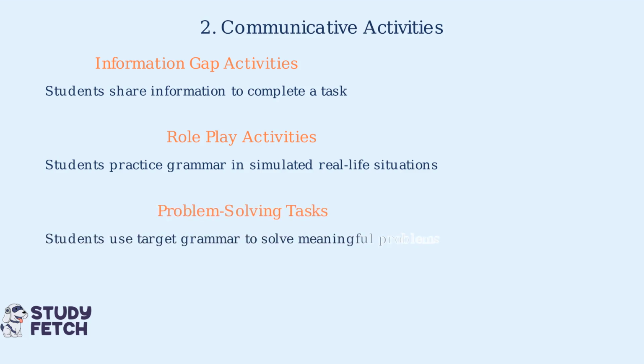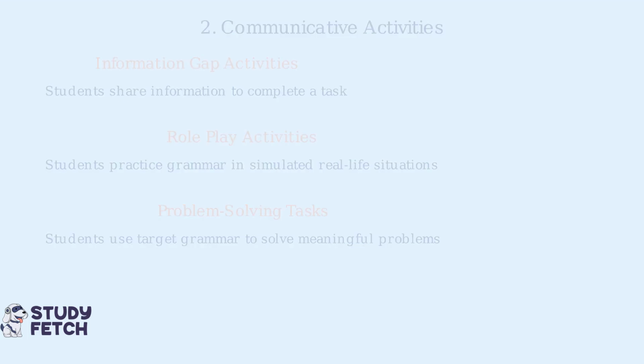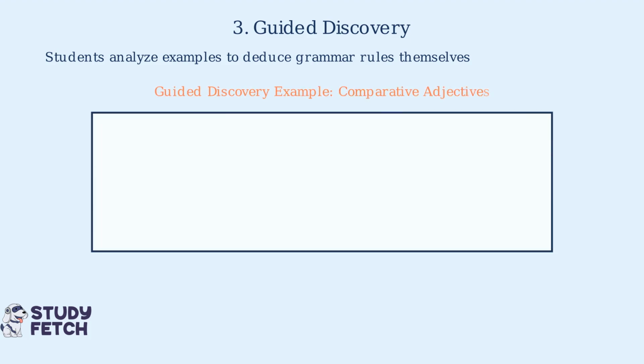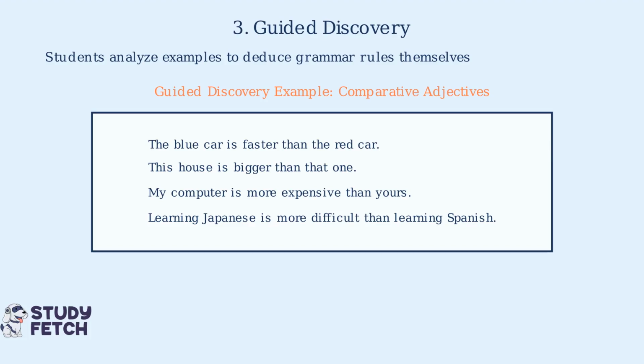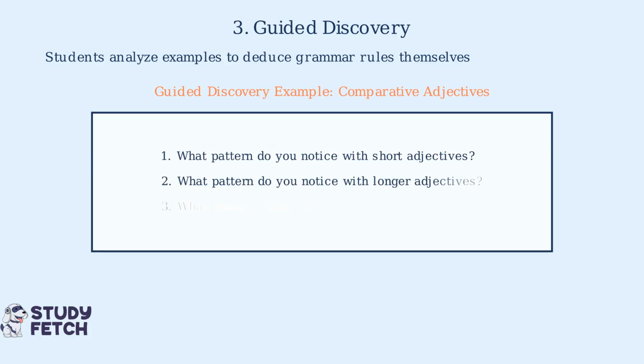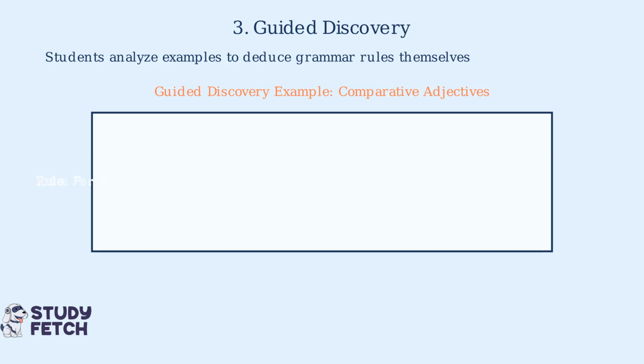Problem-solving tasks require students to use target grammar to solve meaningful problems, making grammar practice purposeful. Guided discovery is a technique where students analyze examples to deduce grammar rules themselves rather than being explicitly told the rules. Here's an example of guided discovery for teaching comparative adjectives. Instead of immediately explaining the rules for comparatives, the teacher presents these examples and guides students to notice patterns through targeted questions. Through this process, students discover the rule.